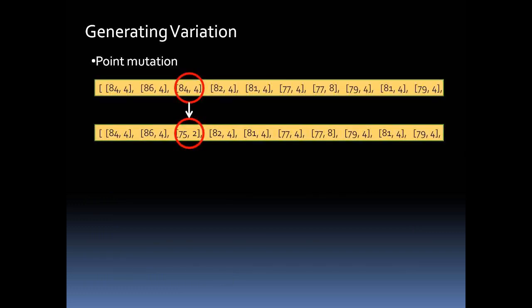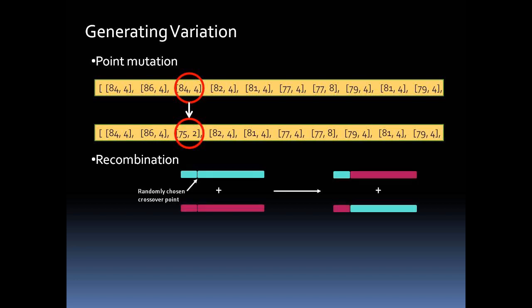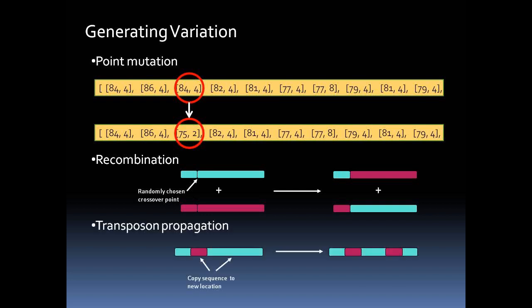Point mutation involves selecting a single node at a random position on the chromosome and changing it to some other random node value. Recombination requires a pair of chromosomes. We usually use the top 25% of our digital genome population for this. A random crossover point is selected and the sequences beyond the crossover point are swapped as shown on the slide. Transposon propagation is used by nature to more efficiently create order at multiple length scales, something which cannot be quite easily achieved with the previous two methods.